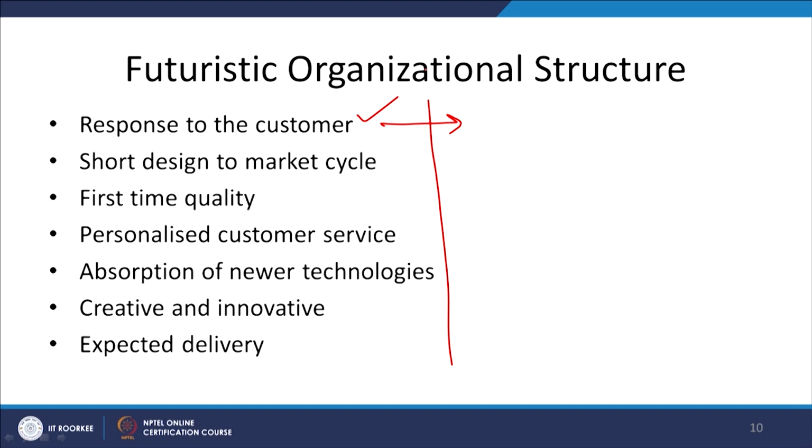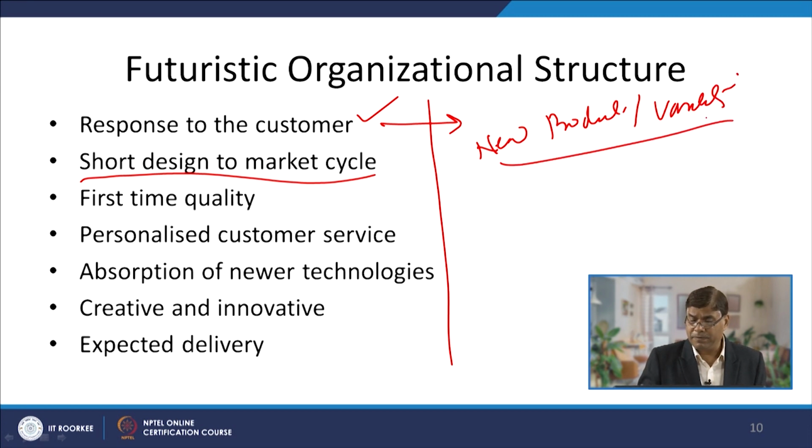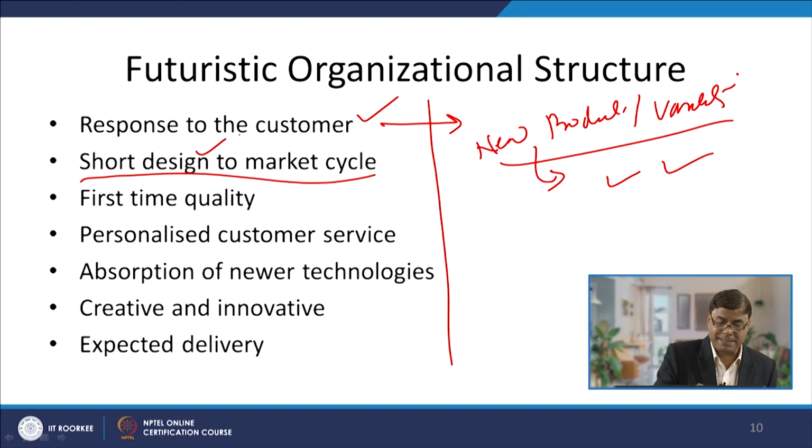Then, short design to market cycle, which means since the designs are changing very fast and market conditions are very dynamic, there is a demand for newer products in a large number of varieties, and each product and variety is not able to survive for long. That is why whatever newer designs are being developed must be launched and made available in the market in the shortest possible time. So, a short design to market cycle has to be there.